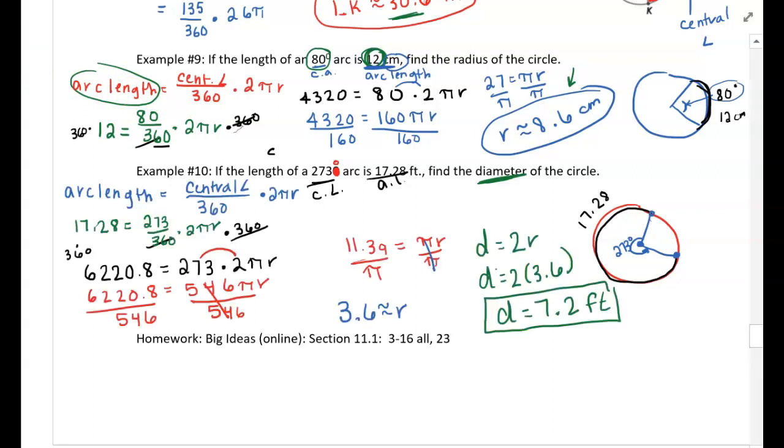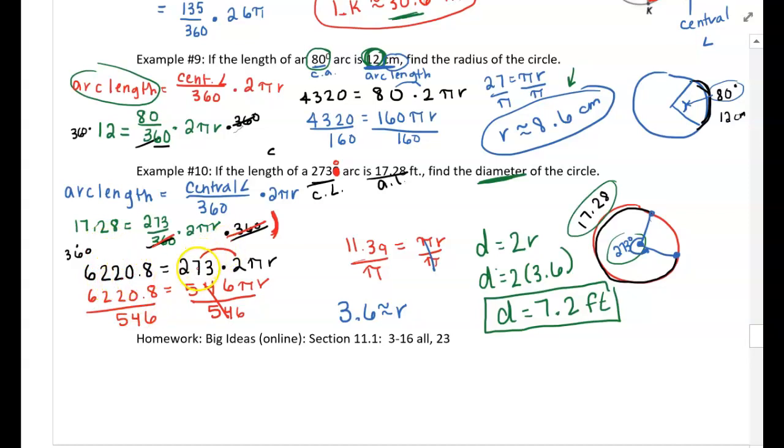Alright, so let's take a look at this. We know our arc length is 17.28 and our central angle is 273. When you plug those into the appropriate place, you should get this formula right here. The first thing we do to simplify our algebra is get rid of the fractions. So let's multiply both sides by 360. When we do that, these cancel out. 17.28 times 360 is 6,220.8.